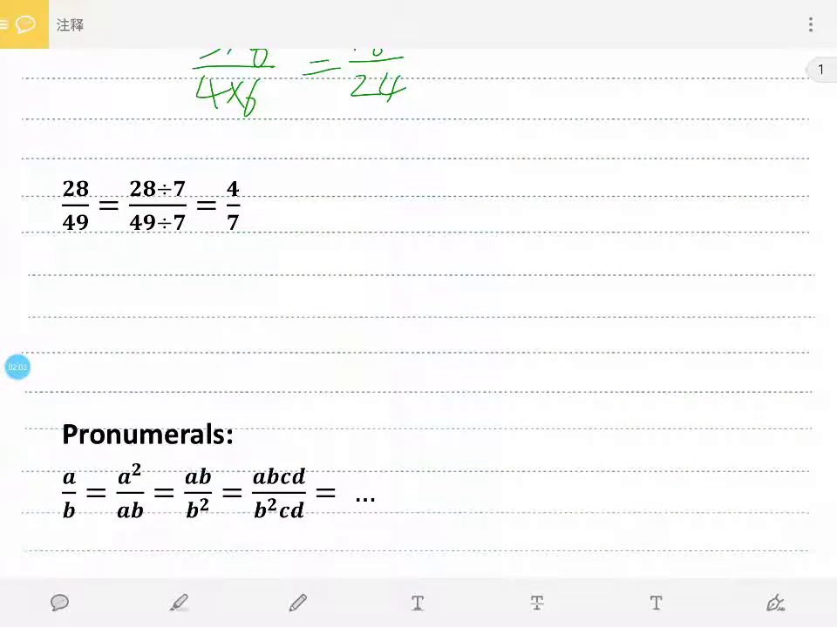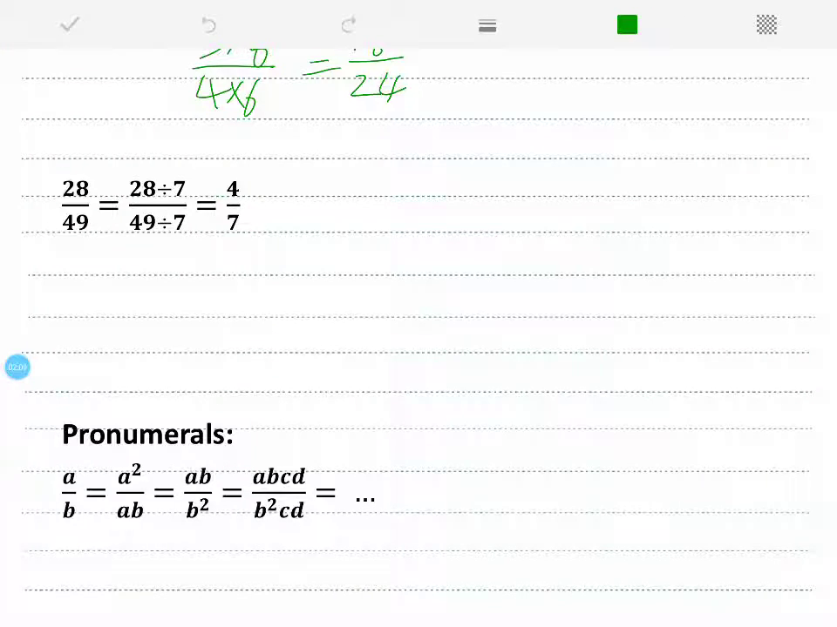Next is if we divide the numerator and denominator by a number. So here the example is 28/49. We choose the largest common factor between 28 and 49, which is 7. So 28 divided by 7 is 4, and 49 divided by 7 is 7. So that equals 4/7.